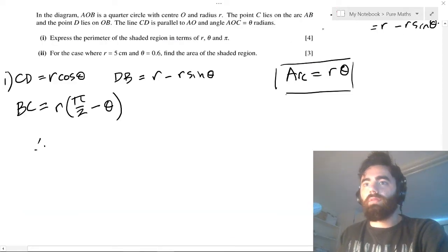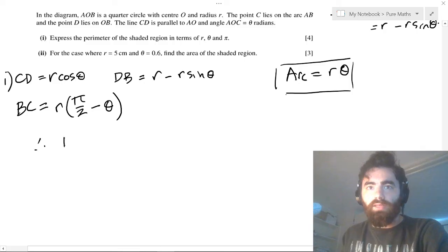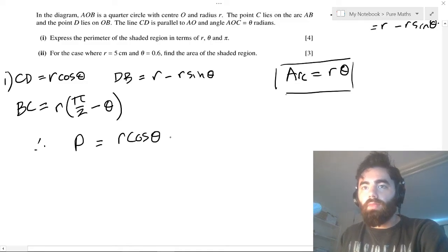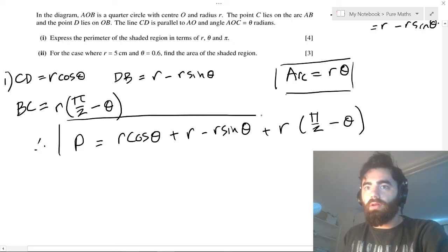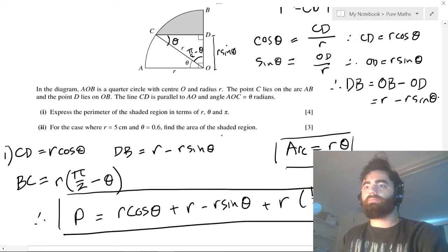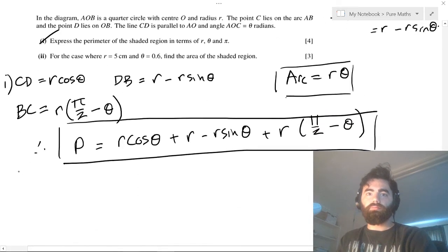Been going pretty slowly. So therefore our perimeter is equal to all of these summed up: R cos theta plus R minus R sine theta plus R of pi over 2 minus theta. So that's your answer. Cool.